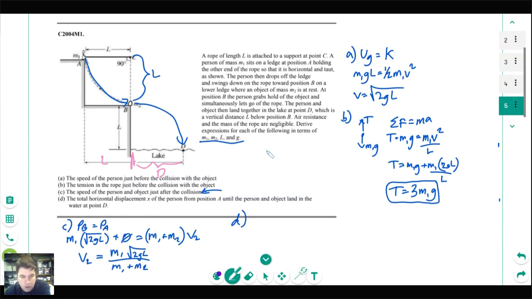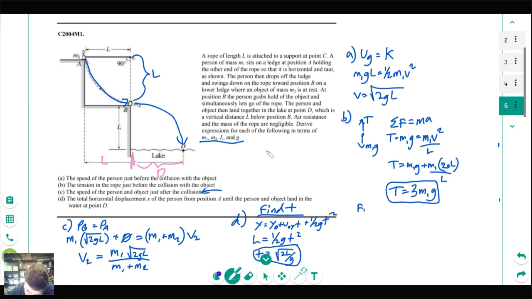That is just using the vertical information. So yeah, that could work pretty well. So part one, we want to find time. We're going to use y equals y naught plus v naught y t plus 1/2 g t squared. We have to fall the distance of L. We aren't moving at the beginning vertically. All our motion's horizontal, so that's easy. That's just 1/2 g t squared. T is the square root of 2L over G. And there's our time.